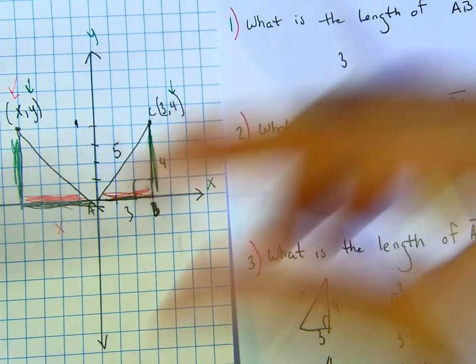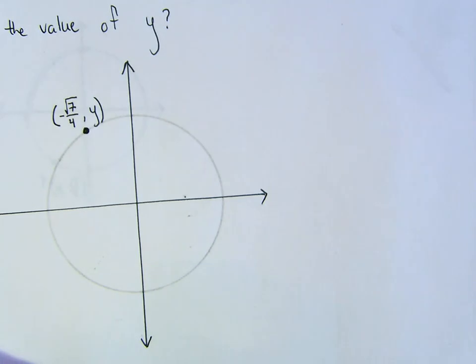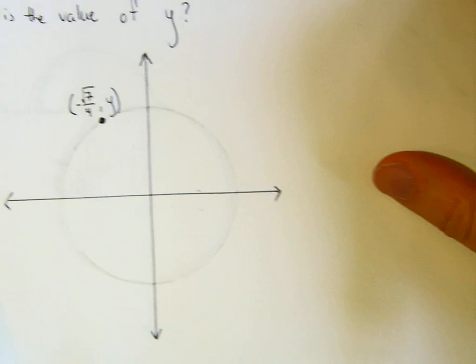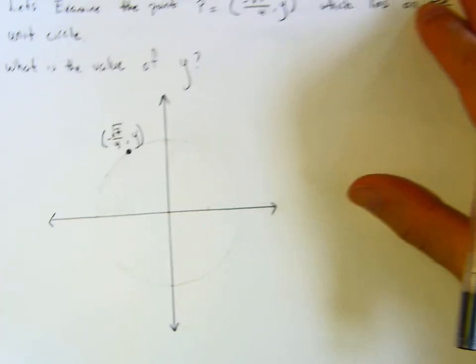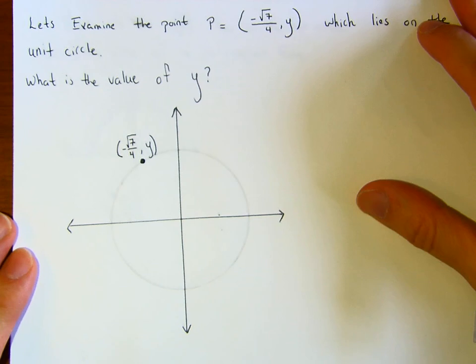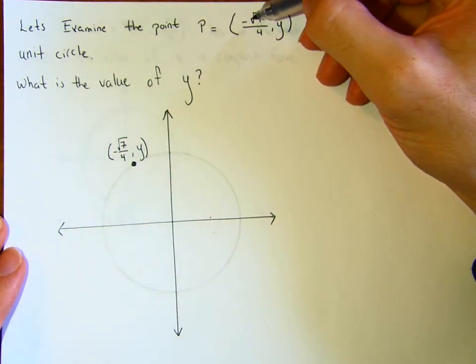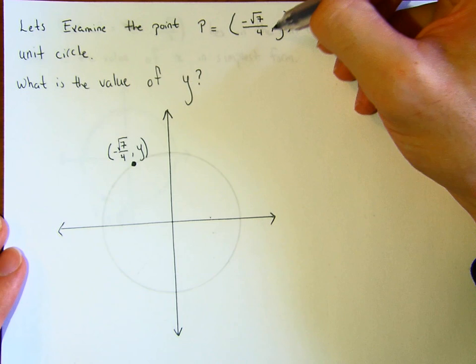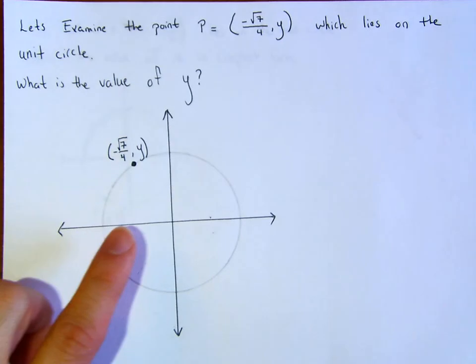Okay? So let's try and look at the next question, revolving around trig. Now, take a second and copy this down. It looks a little scary when you first look at it, but it's really not too bad. It's saying, let's examine the point P, negative square root of 7 over 4, comma, y, which lies on the unit circle.